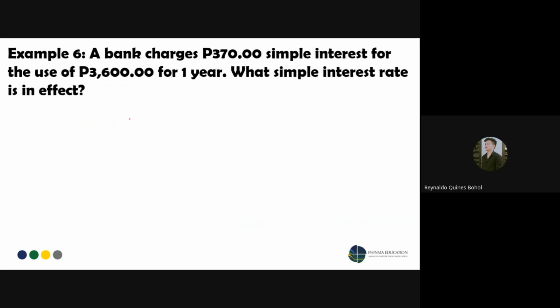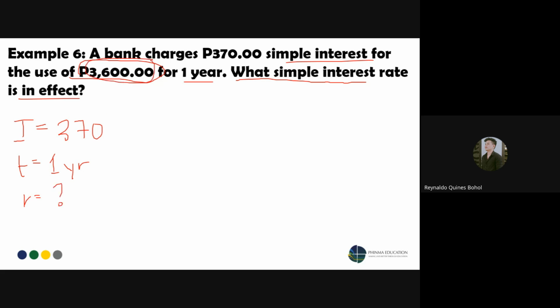Next is number 6. A bank charges 370 simple interest for the use of 3,600 for 1 year. What simple interest rate is in effect? So we're looking for the value of the rate here, but first we need to define the given details. Since there's a word simple interest, automatically the 370 will be I. And for 1 year, of course that will be our time. And the rate is unknown. And there is money here that we don't know the label of. So it should be principal, sir. Why? Because we already have the I here. So the remaining money will be the principal amount. And we're looking for the value of our rate.